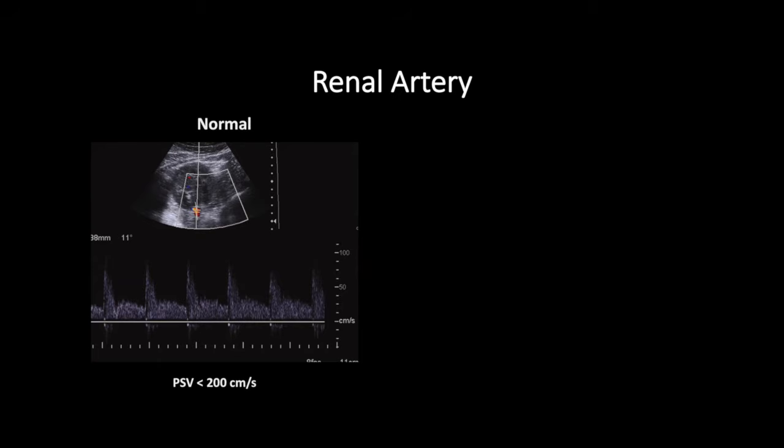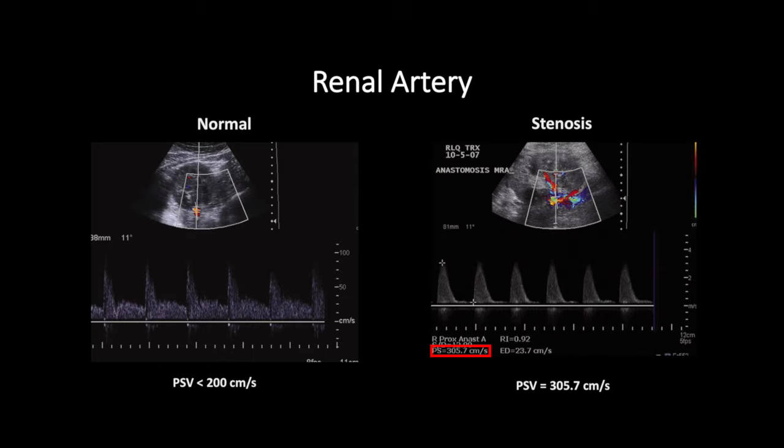So let's first talk about what a normal renal artery looks like in a transplant or even a normal renal artery. So a normal renal artery should be low resistance, and we've looked at a bunch of waveforms here, and this is a low resistance waveform. And so you'll also notice that the peak systolic velocity in the vessel is lower than 200 centimeters a second in all locations.